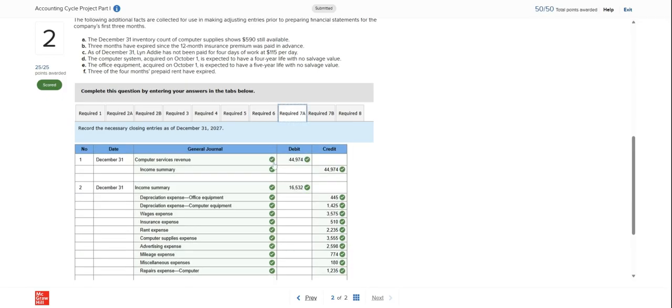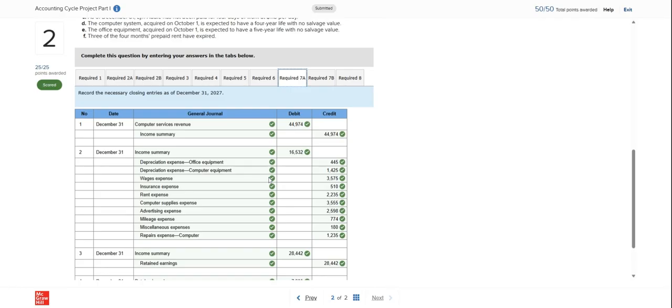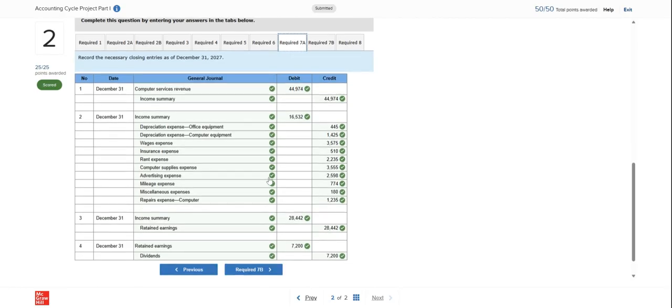From here, we go ahead and close our temporary accounts. So basically, closing entries are to reset temporary accounts back to zero so that those balances are transferred to permanent accounts for a new accounting cycle. So in this instance, computer services revenue is a temporary account. Revenue is a temporary account. So we move that into the income summary, which is a permanent account.